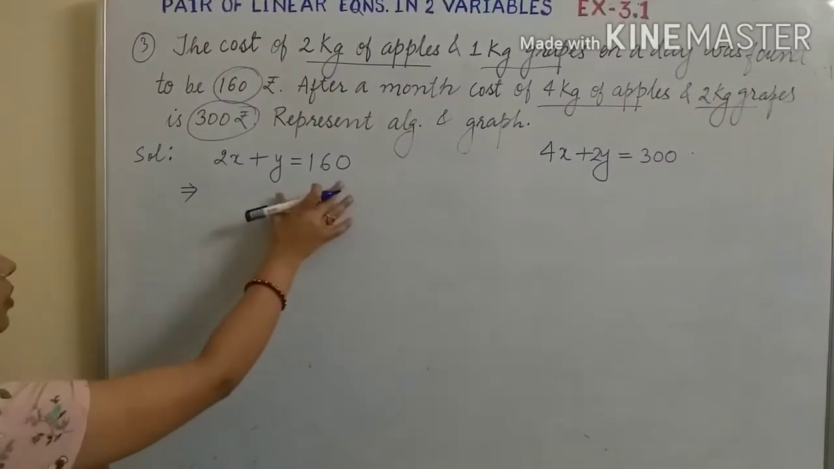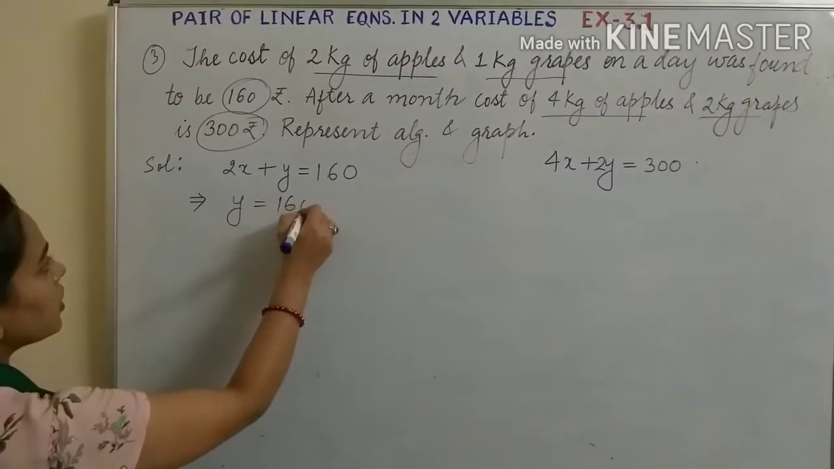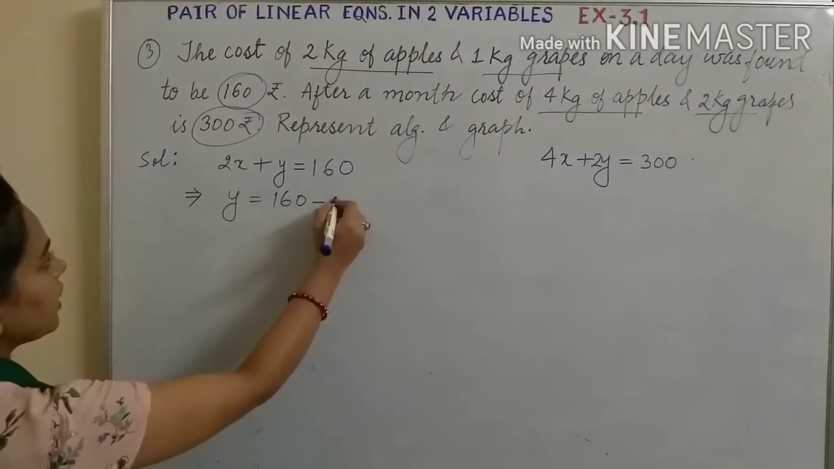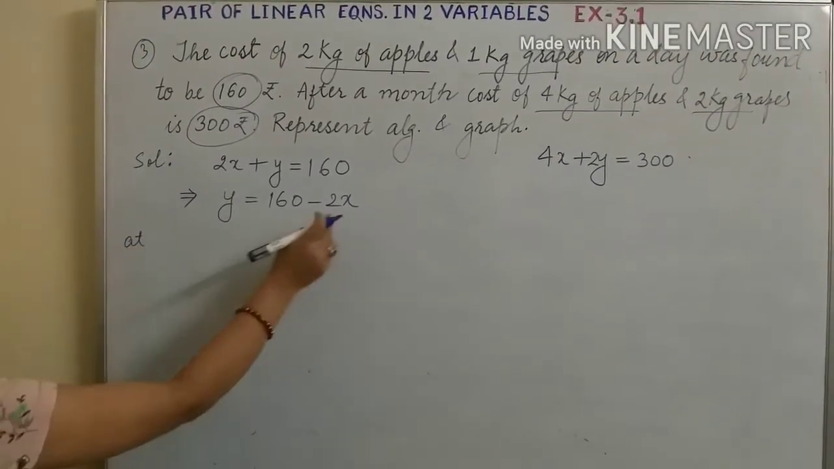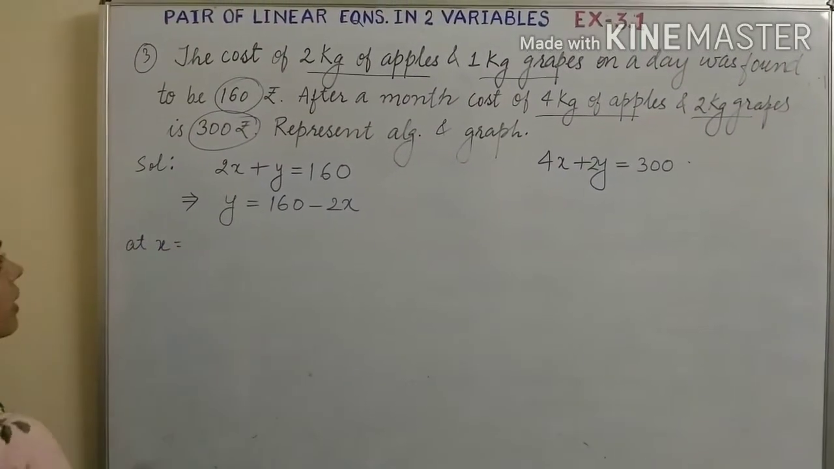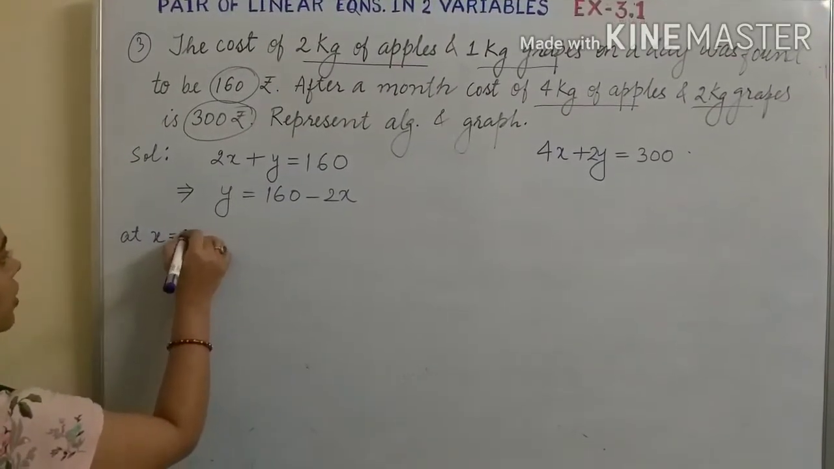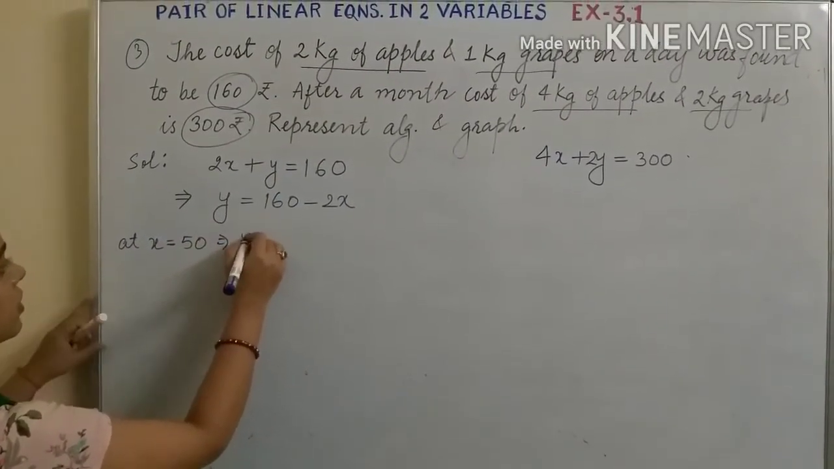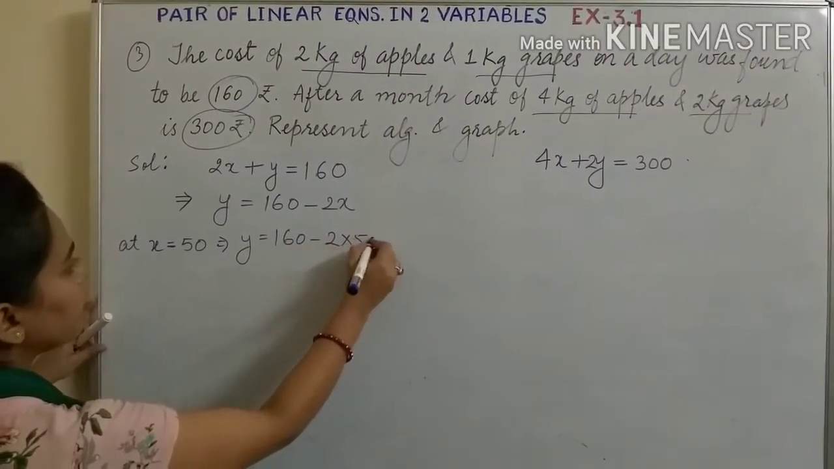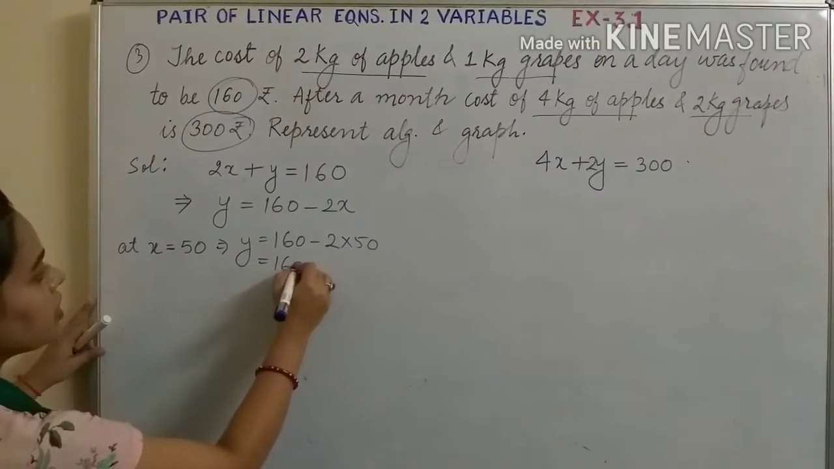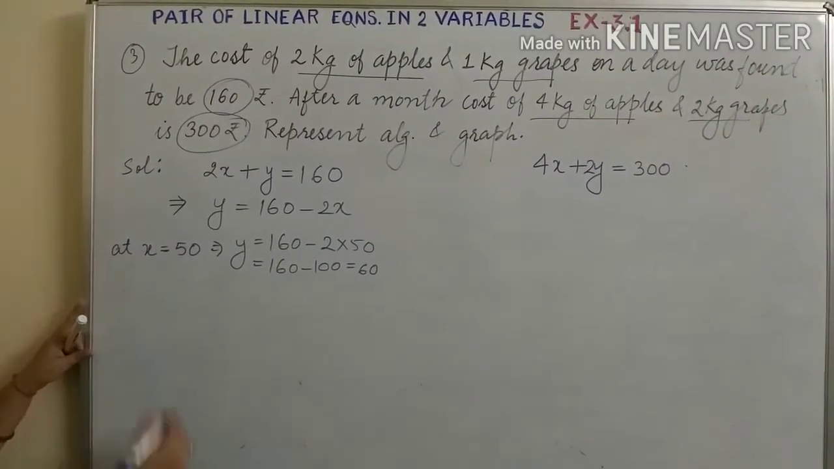I have written both the equations. Now this y is equal to 160, taking 2x onto the right side, we get this. Now we will put different values of x. Let the first value be equal to 50. This implies y is equal to 160 minus 2 into 50, 160 minus 100 equal to 60.